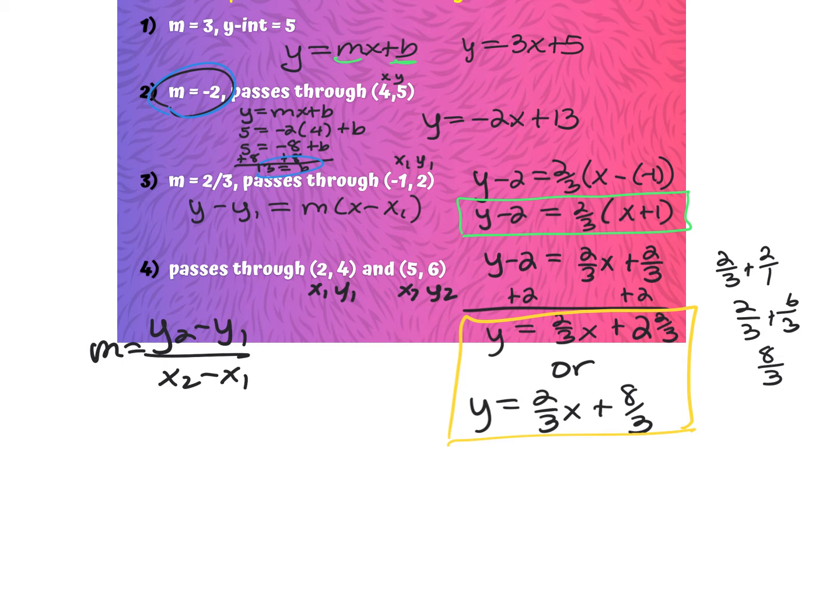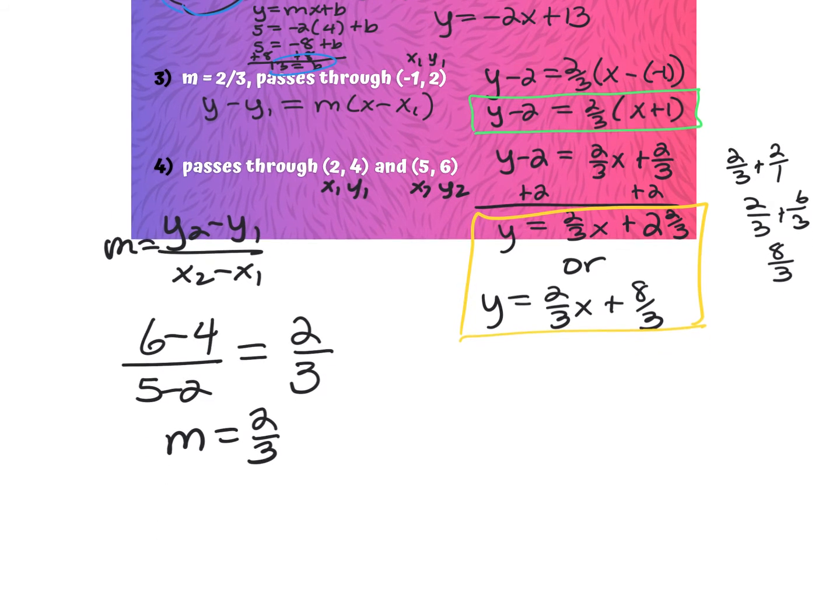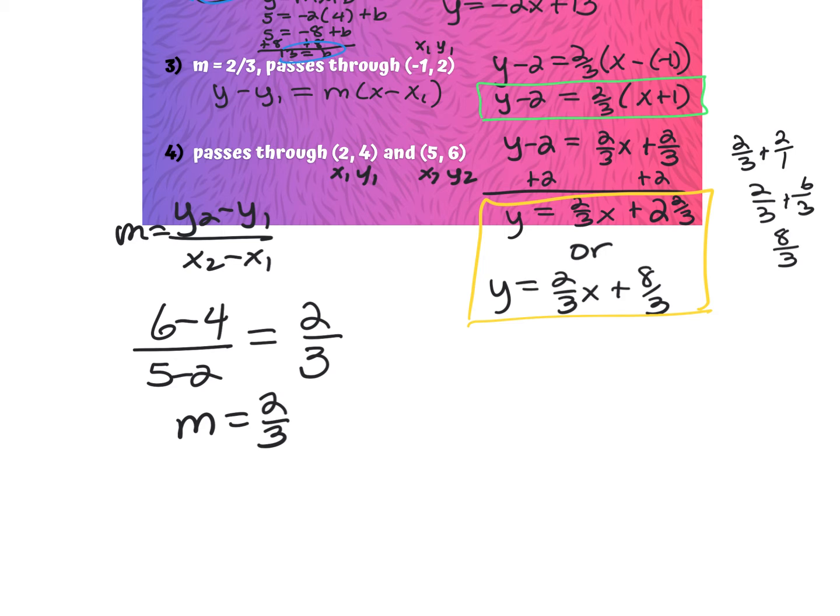So I'm going to do 6 minus 4 over 5 minus 2. 6 minus 4 is 2. 5 minus 2 is 3. So the slope that I'm going to be using is 2/3. Now, to get it into slope-intercept form, I now can either plug it in to y equals mx plus b, find the b, and then plug it back into slope-intercept, or do point slope again. You're probably all familiar with y equals mx plus b, so let's work on point slope a little bit.